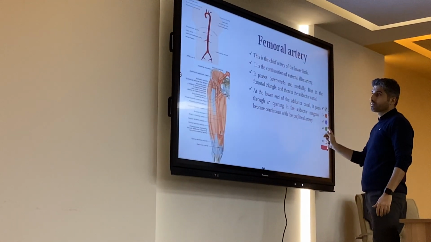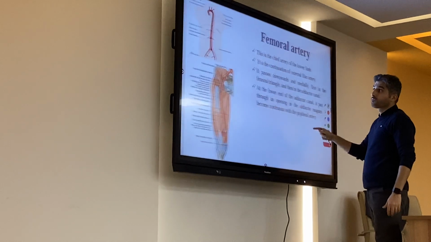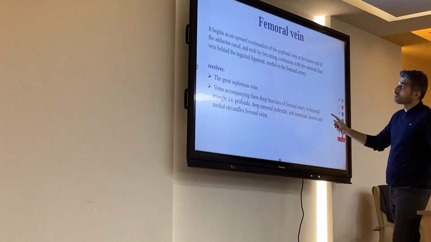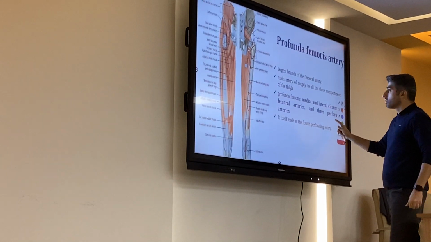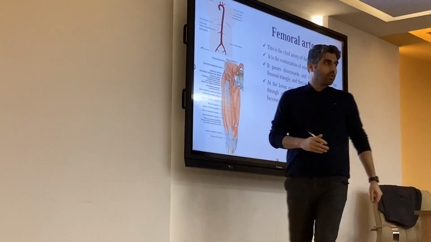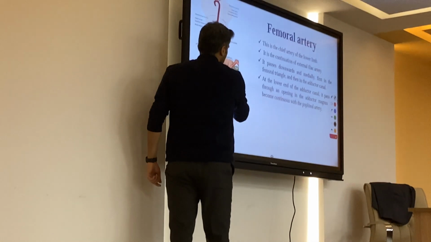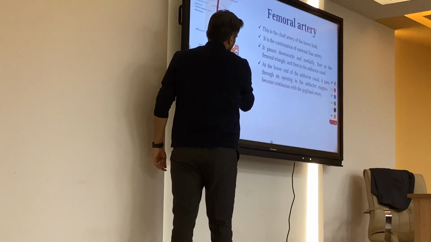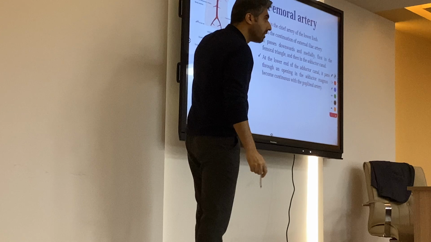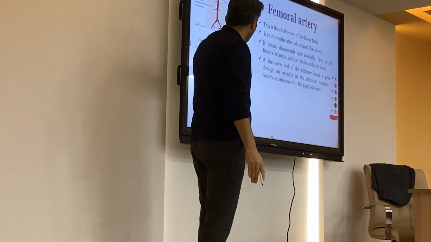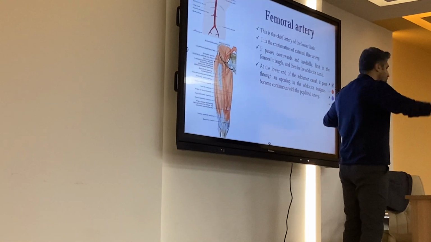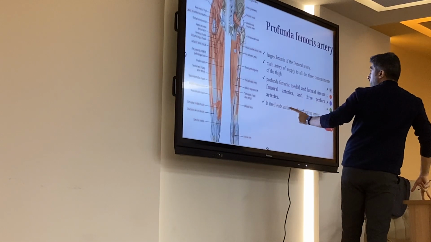Look at here. First of all, we have these three branches: superficial circumflex iliac, superficial external pudendal, superficial epigastric. After passing the inguinal ligament, you have these three superficial branches. Superficial means goes to the superficial fascia. Now, three deep branches.